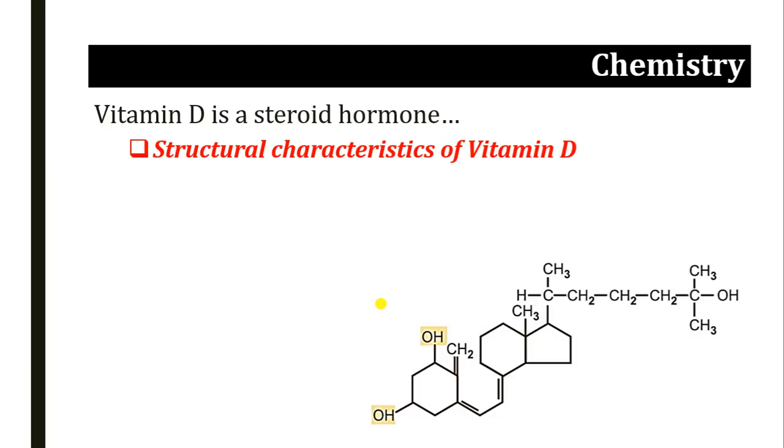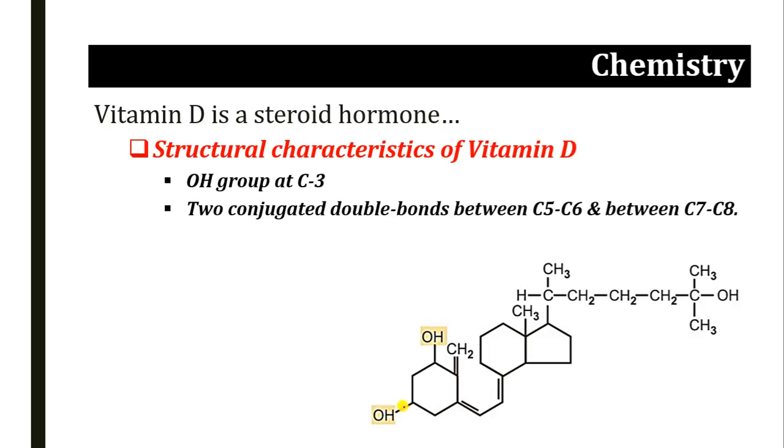If we talk about the structural characteristics of vitamin D, it is very specific, having one hydroxyl group at carbon number 3, two conjugated double bonds between C5 and C6 and between C7 and C8, and a long hydrocarbon chain at carbon number 17. So these are the structural characteristics of vitamin D.